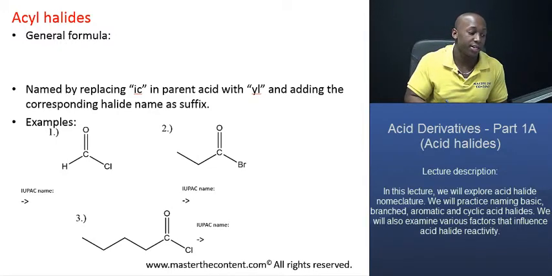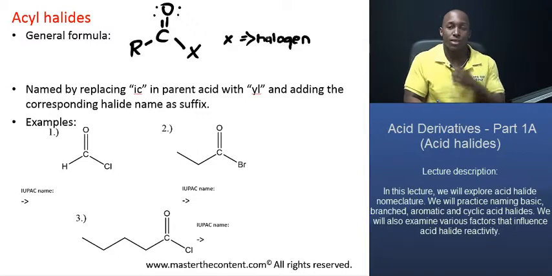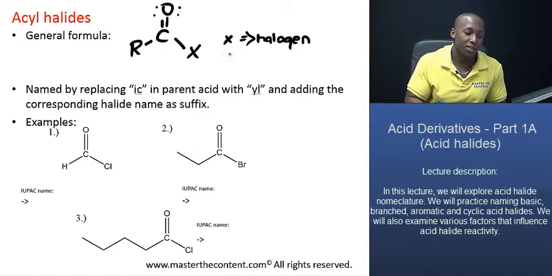So we're going to delve into the first member of this group, which are the acyl halides. They have a pretty simple general formula that looks something like this, where the X can be any halogen. For the most part, we'll be dealing with acyl chlorides, but that is a general formula for an acyl halide, where the X can be any halogen.